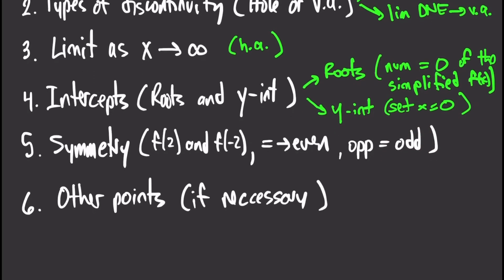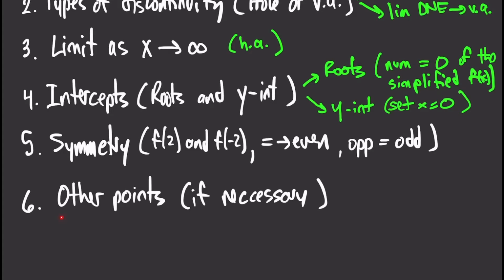And then the last thing we're going to do here is find other points if necessary. Sometimes after we go through steps 1 through 5, there's still not enough information to make an accurate graph, so then we're just going to plug in some value of x, like f of 6, if we need something on that side of our axes.